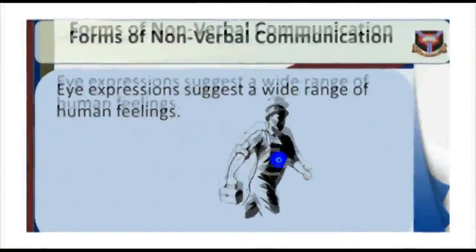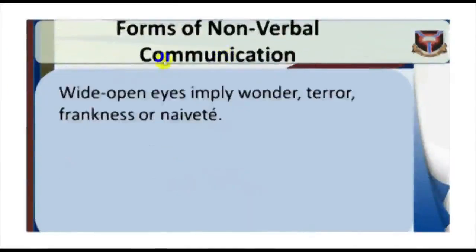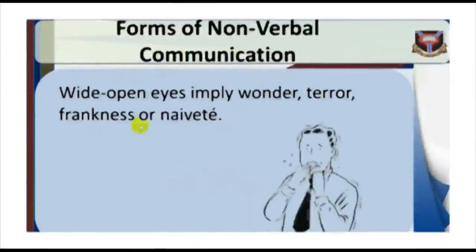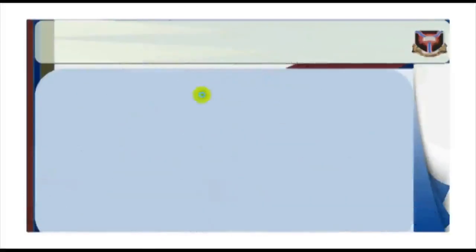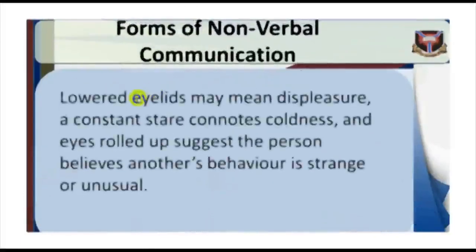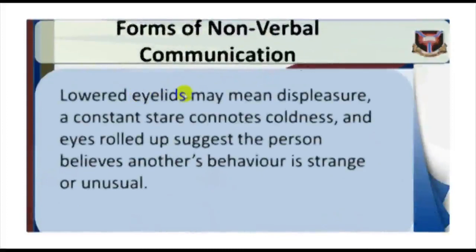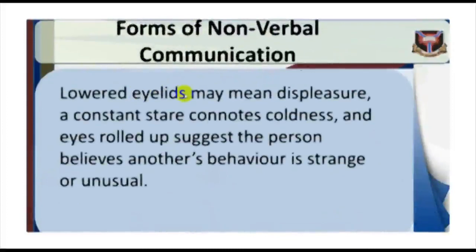Wide open eyes imply wonder, terror, frankness, or naivety. Lowered eyelids may mean displeasure. A constant stare connotes coldness. And eyes rolled up suggests the person believes another behavior is strange or unusual.